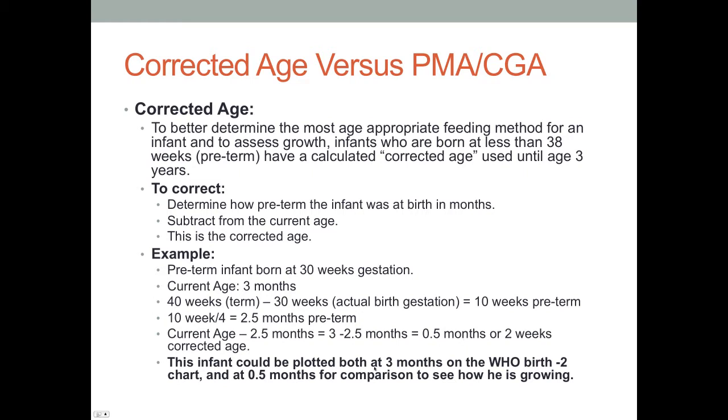And so you could plot this infant at 3, if you wanted to figure out if they were growing well, you could both plot them at the 3-month line, their chronological age on the WHO chart, to see how they are looking compared to term infants, but then you could also plot them at a half a month to see how they're doing for their corrected age. And ideally, over time, you want to see them as they move from birth to 24 months, actually moving up on the chart and kind of moving into more normal territory.